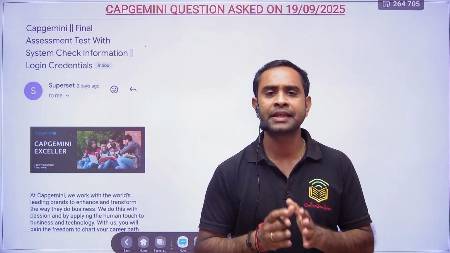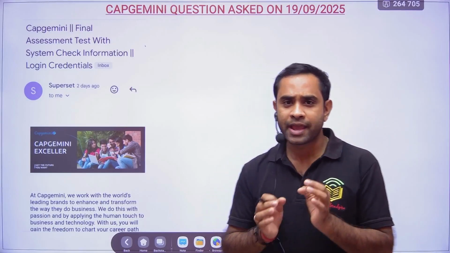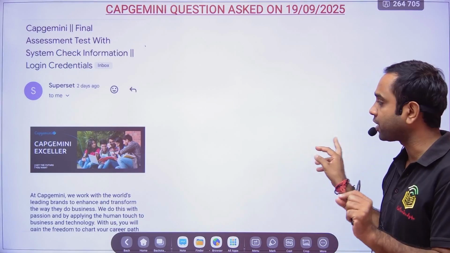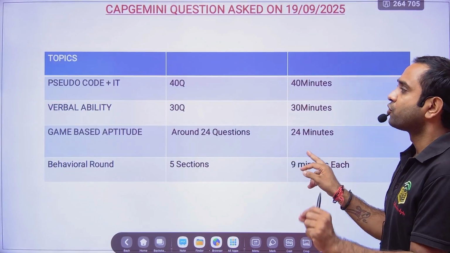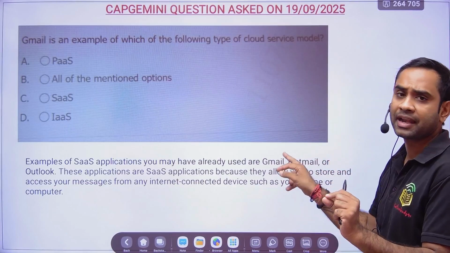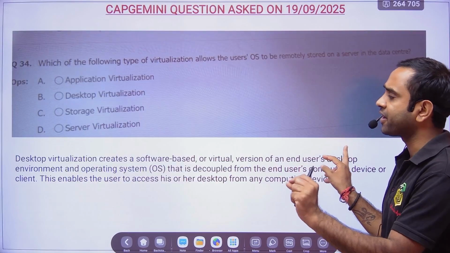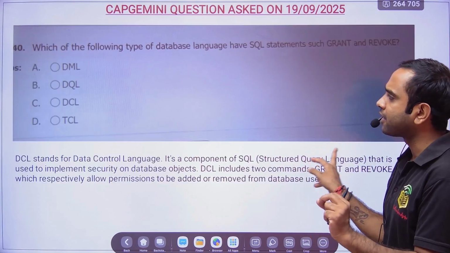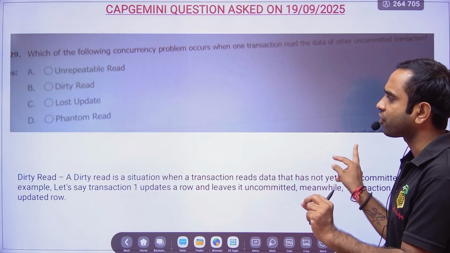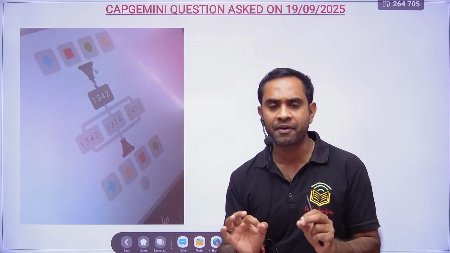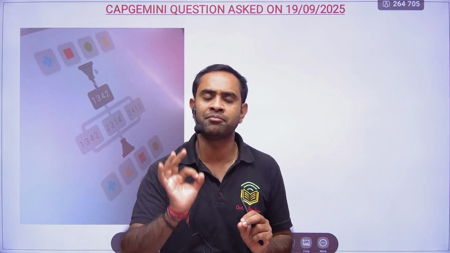Hello everyone. Today we are going to solve the Capgemini questions asked on 19th September 2024. That means today. We will be solving questions based on IT fundamentals like networking, database, IP related questions. I will give you the complete detail, and we will also be solving the game based questions which were asked in today's examination. There was a big change in today's exam, which I will also tell you in the pattern.